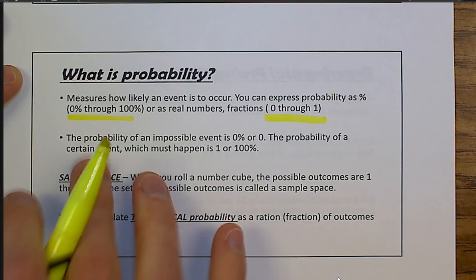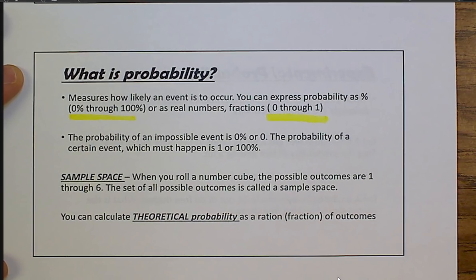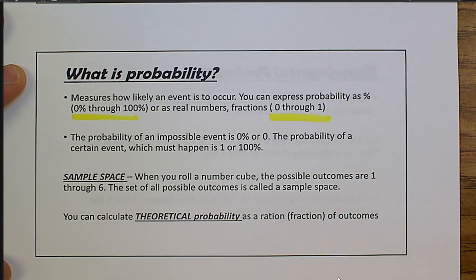An impossible event is 0%. The probability of a certain event, which must happen, is 1 or 100%. Right? The sun coming up every day, pretty certain that's going to happen. 100% probability.